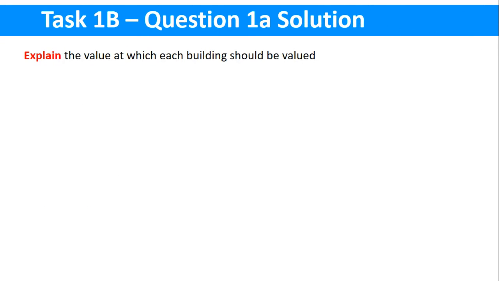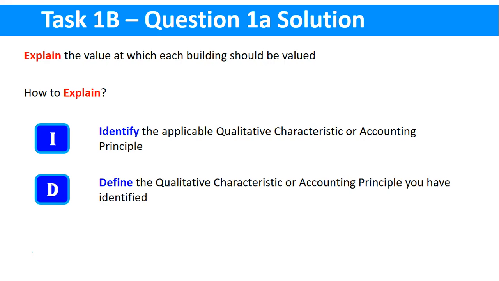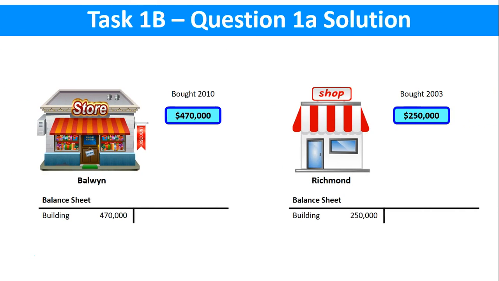The first thing we're asked to do is explain the value at which each building should be valued. So how do we explain something? I for identify, and by that we mean we're going to identify an accounting principle to apply to this case. D for define, we're going to define that accounting principle. And the last thing we'll do is R for relate. We'll relate this accounting principle to the case study we've been given.